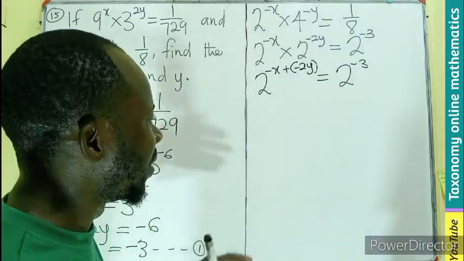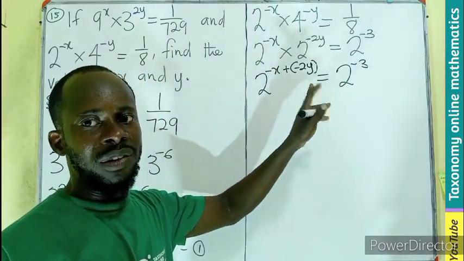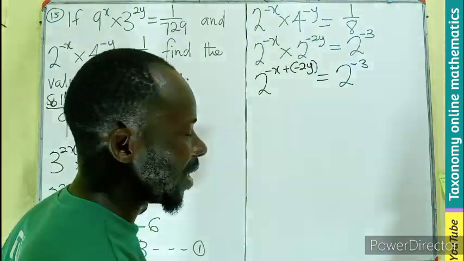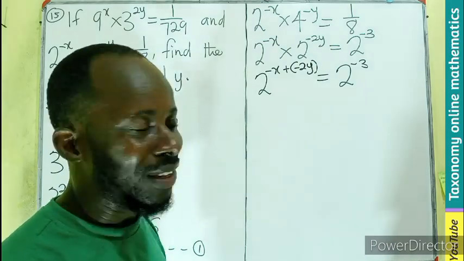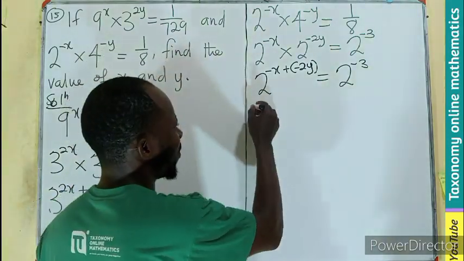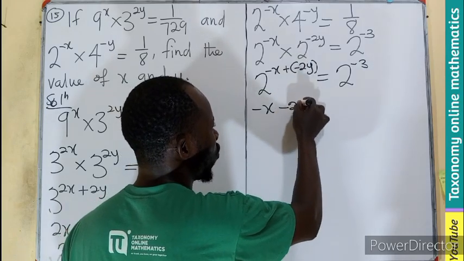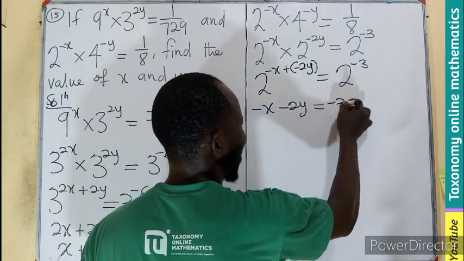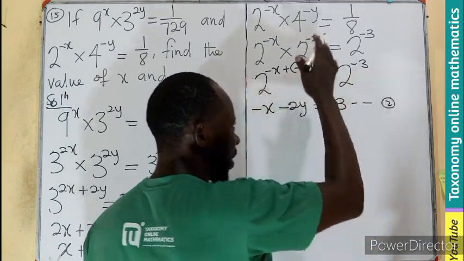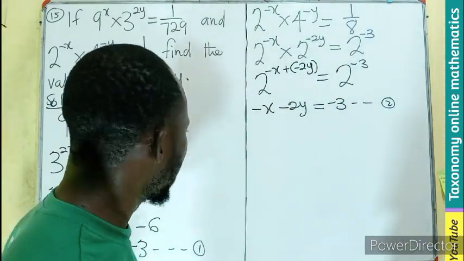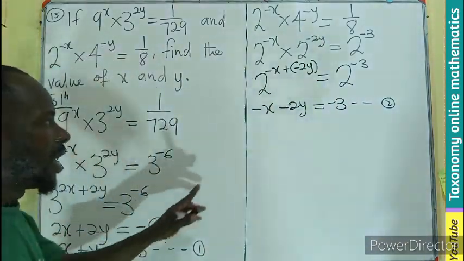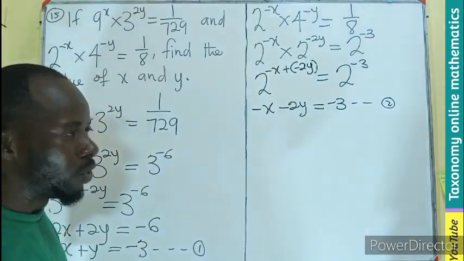So since we have the same base at both sides of the equal sign, we take the exponents. That is going to be minus x, and the negative will have effect to give you minus 2y equals minus 3. This is equation 2, picking only the exponent. So we are solving equation 1 and equation 2 simultaneously.